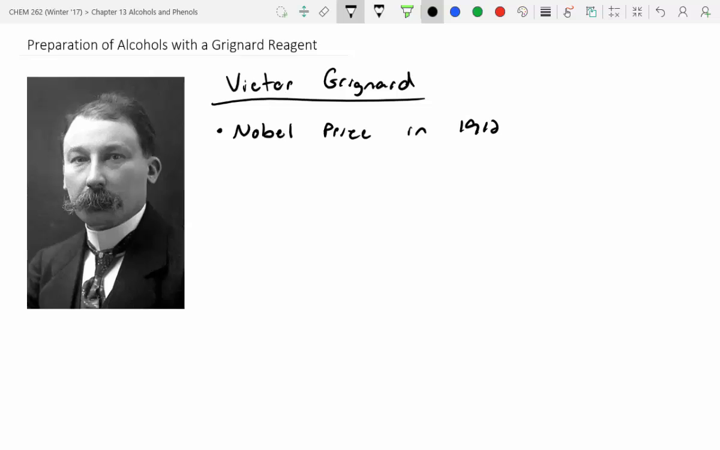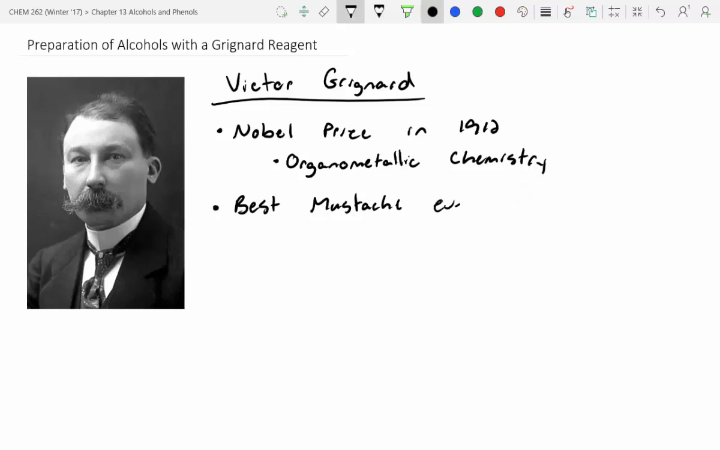And he was covered under the organometallic transformation that was occurring in the early 1900s. The second thing you guys should know is that he's one of my favorite chemists because he has the best mustache ever. I don't think there are any other chemists that have a mustache quite as elegant as his. We were joking in grad school that he probably didn't need to wear safety goggles because if something exploded, it would just be caught by his mustache.